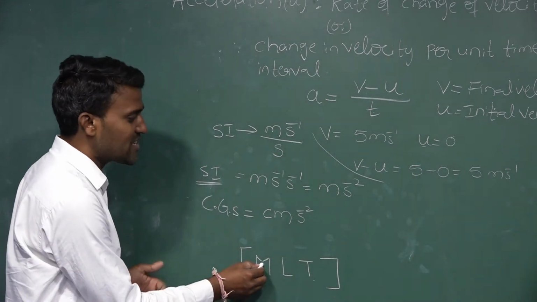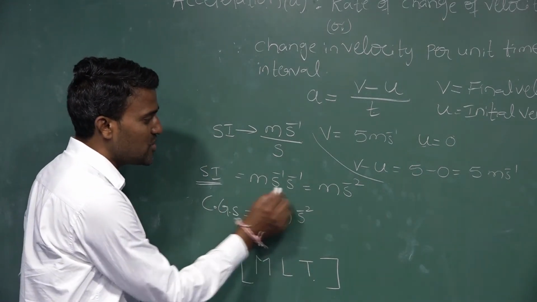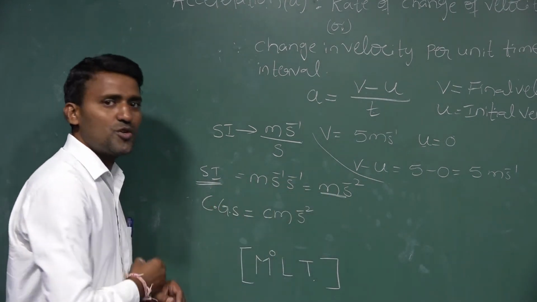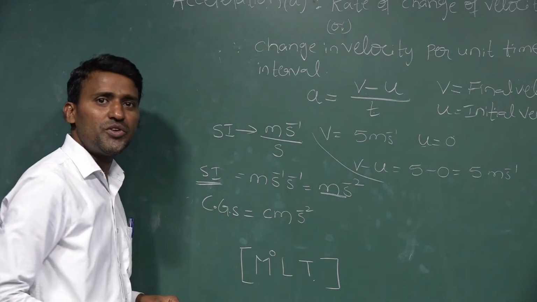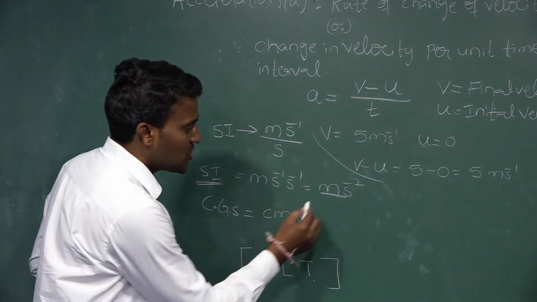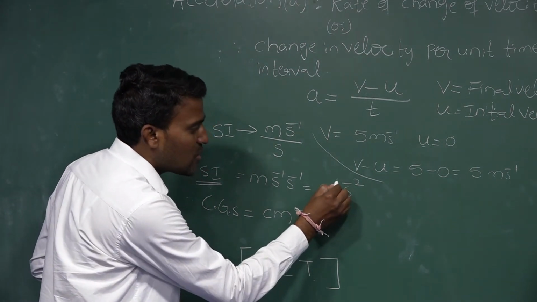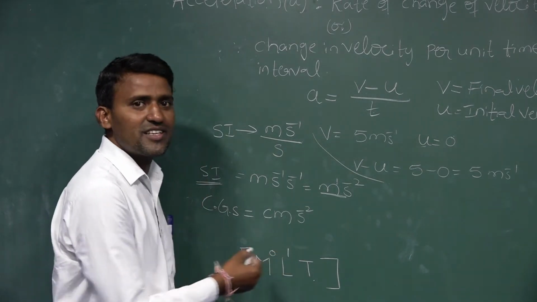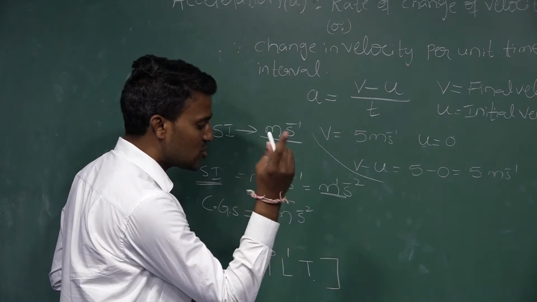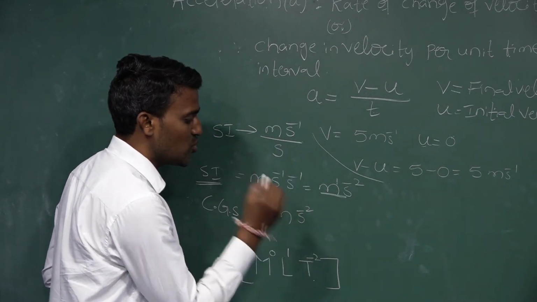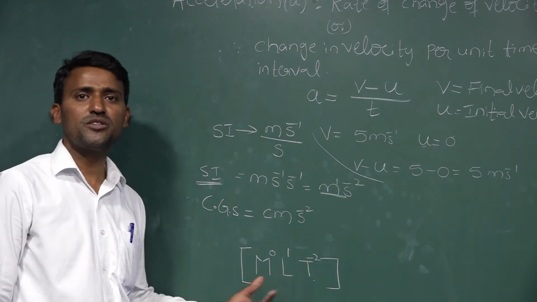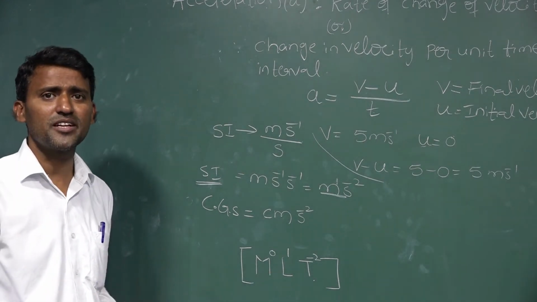So mass unit is kg. Is there any kg unit? There is no kg. That's why M to the power of 0. And length unit is meter. How many times is the meter raised? One time it is raised. So that is 1. And the time unit is the second. How many times is the second there? 2 times. So the power is minus 2. So this is the dimensional formula for the acceleration.